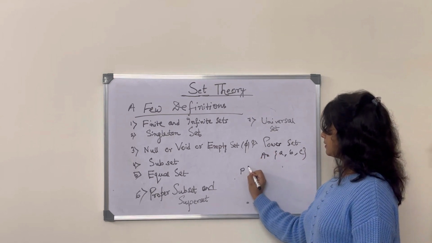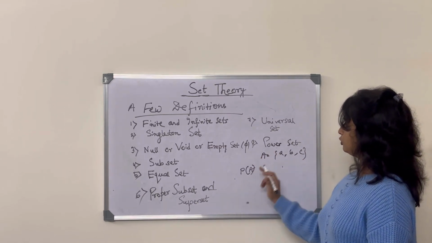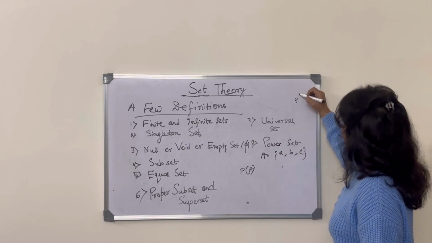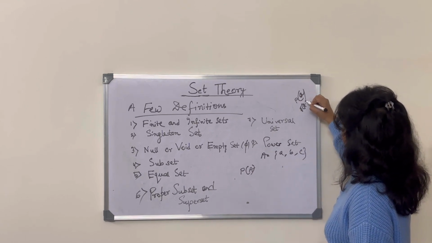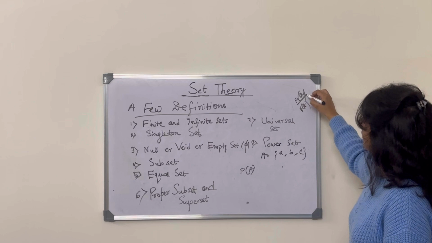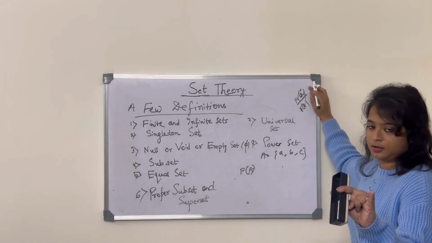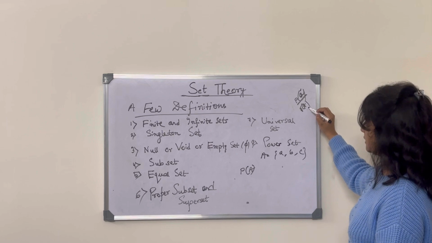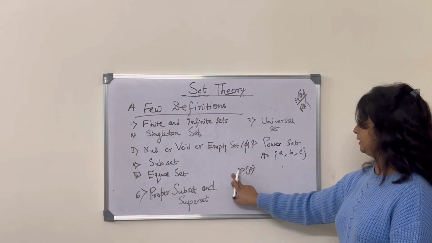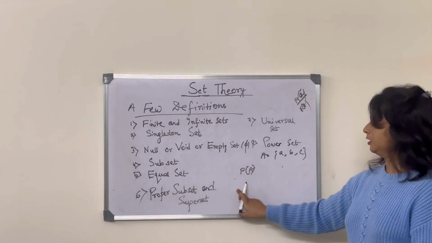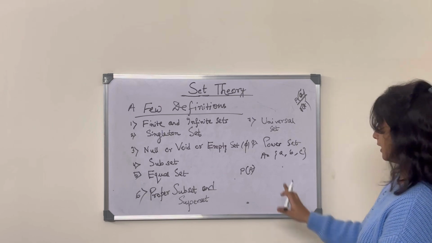We will denote the power set by this, okay? Don't get confused between P(a) and P of capital A. P(a) is the rule the elements of a set are following, okay? But P of capital A here is denoting the power set. This is not a probability, okay? Here only.